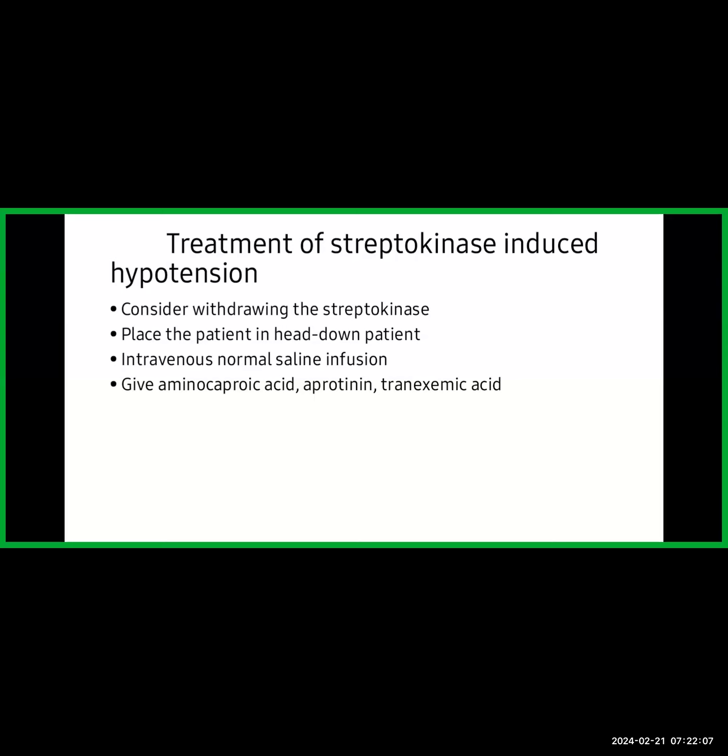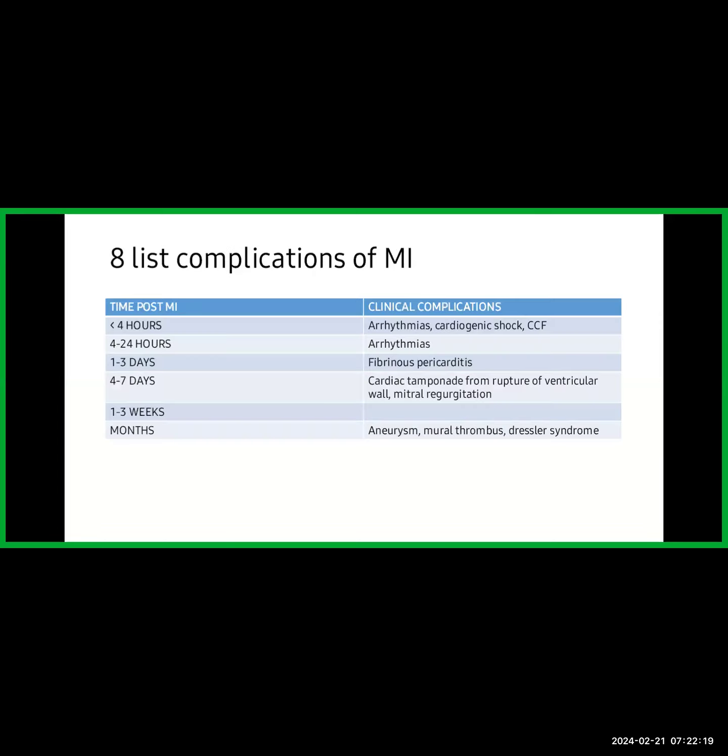Hypertension seen in them is transient. However, if it persists, we consider withdrawing streptokinase and give plasmin activator inhibitors, especially tranexamic acid or aminocaproic acid. So these are the complications.